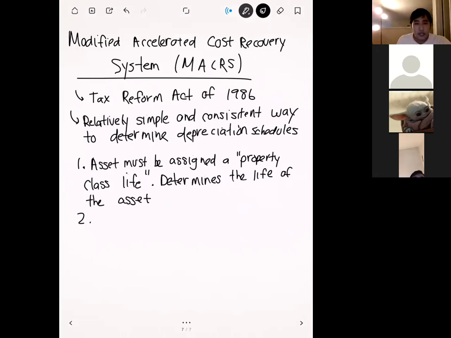The second tenet, or second characteristic, of MACRS is really an assumption. What we assume is that the salvage value for these assets is going to be zero. Once you assign the property class, the amount that you depreciate each year is basically determined by a percentage of the original cost.